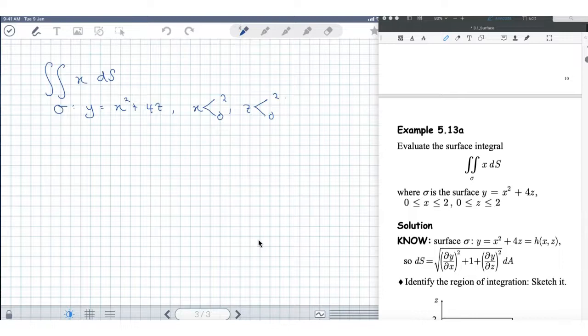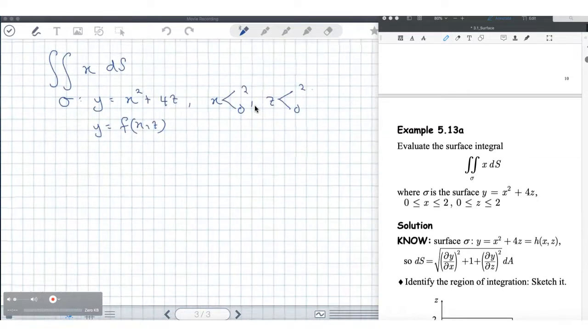So why do they give you y only in terms of x and z? Because if you have the equation in this form, we know that the surface function is a function of x and z. So your region is on the xz plane. You don't need to sketch for this example, because the limits are all given. Okay, so now you have to find dS in terms of dA.